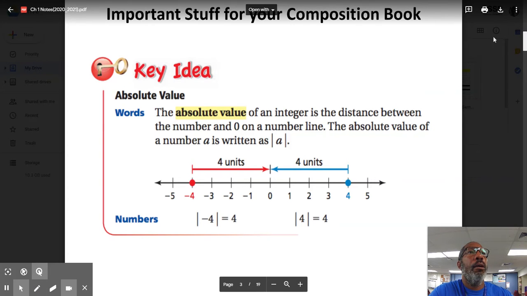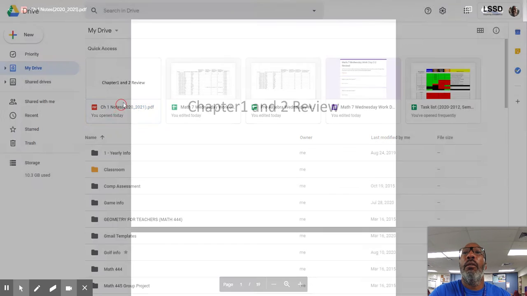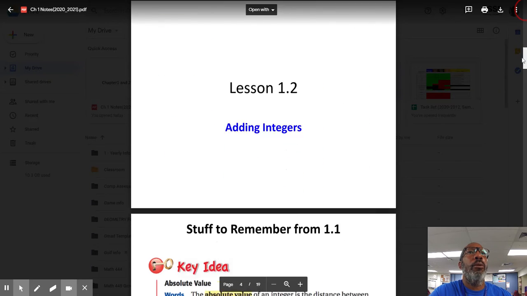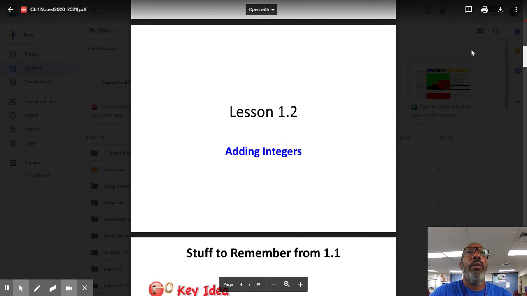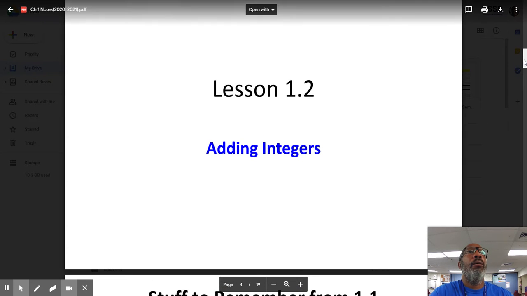Okay. Let's look at what the next section is. Did I just go out of this again? I did. I'm having issues with my mouse, so bear with me. Okay. Let's see. Adding integers. That was section 1.2. I'm going to zoom in a little, so hopefully you can see it better on your Chromebook.